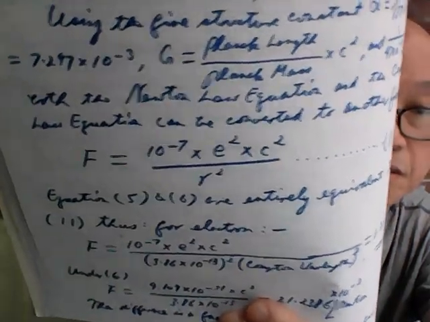Under equation 6, you have the force equal to 9.109 times 10 to the power minus 13 times c squared divided by 3.86 times 10 to the power minus 13. This is using equation 5 or 6. And what you got is 21.2386 times 10 to the power minus 2 Newton.